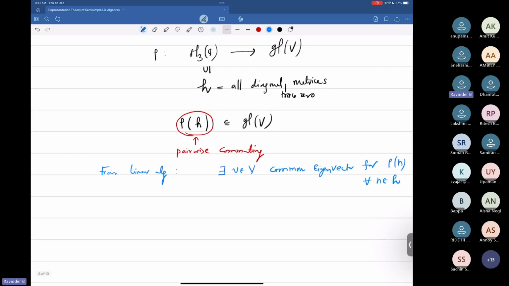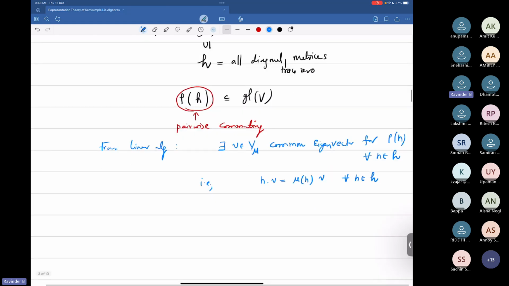Okay. Now I got a common eigenvector, of weight mu, let us say. So what does weight mu mean? Whenever h acts on it, it's not only one h now, there are bunches of h's, since all diagonal matrices are there. So the eigenvalues are scalars depending on h. You write h·v = mu(h)v for all diagonal matrices h. This is the notation for V_mu, which is called the weight space.